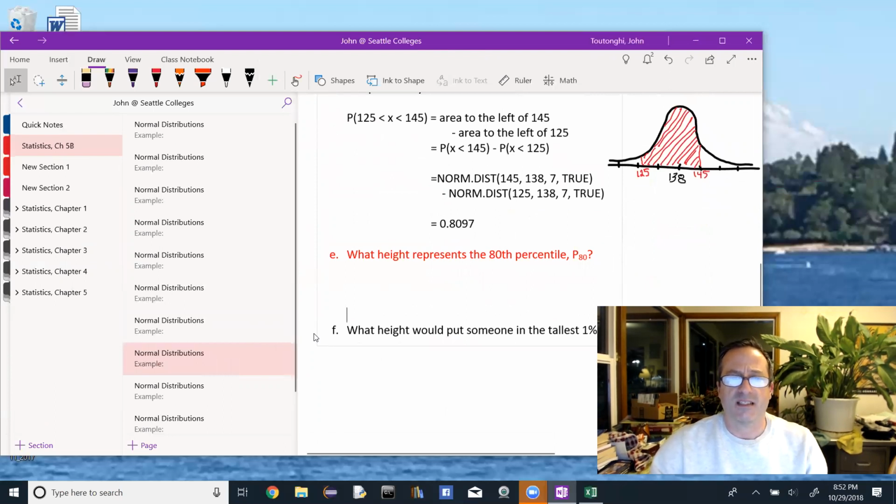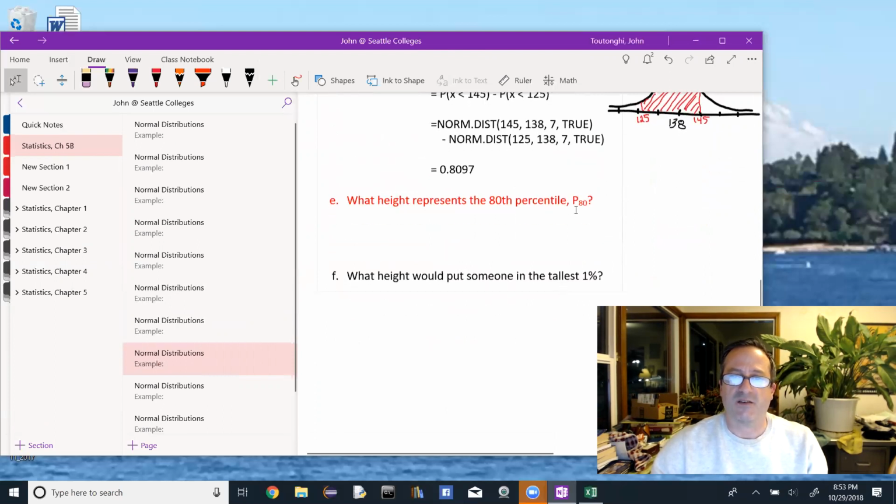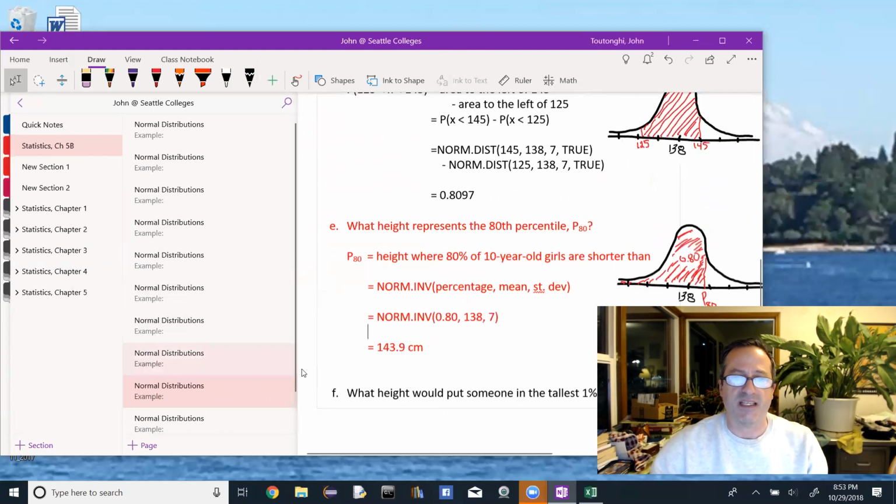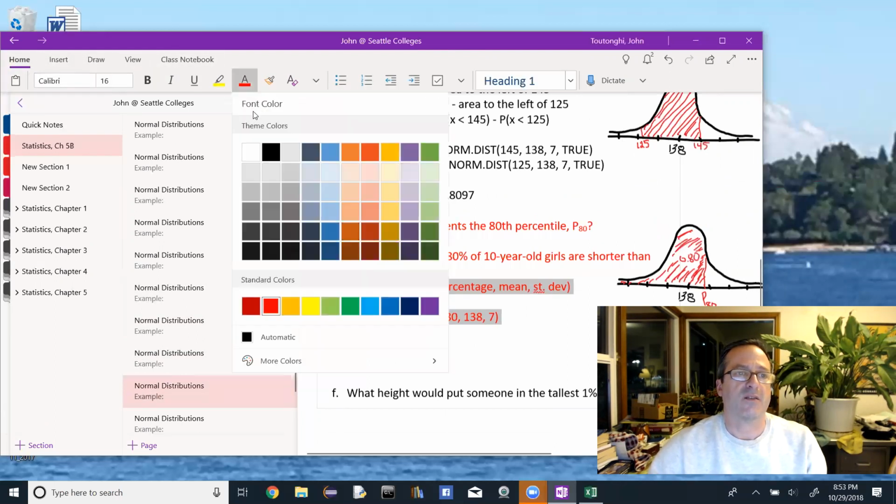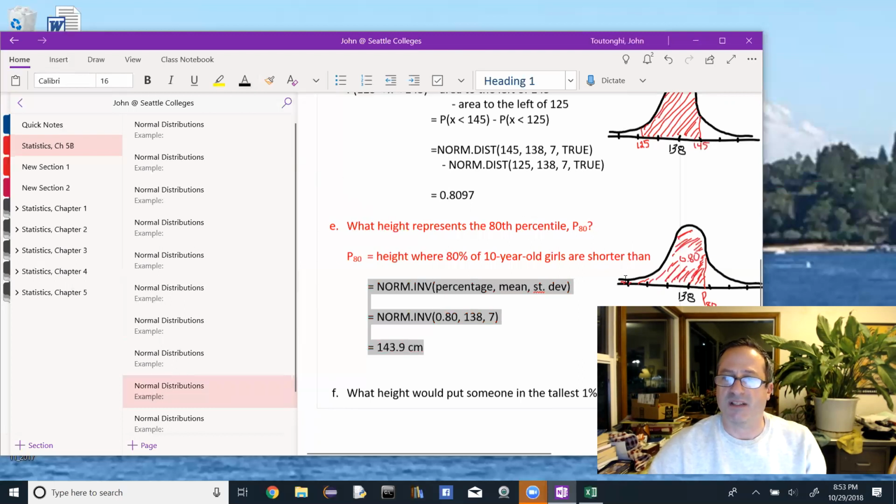Okay, the next part says what height represents the 80th percentile. So this is something different. Now we're looking for the x value. I want to know what x value corresponds with the 80th percentile. Well, remember what the 80th percentile means. The 80th percentile is the height where 80% of the data lies below it.